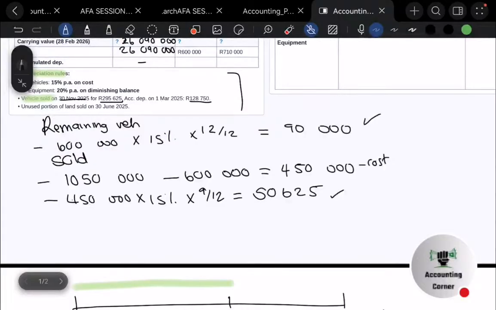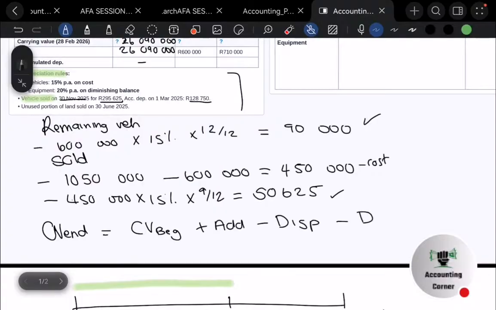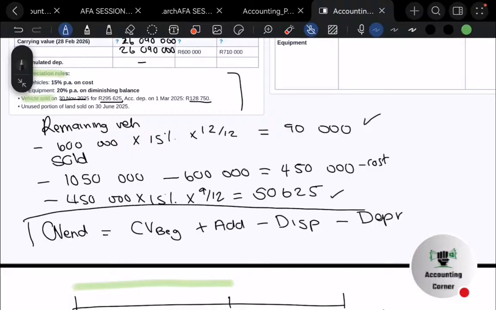So when you have movements and such, your carrying value at the end is equal to your carrying value at the beginning plus your additions minus your disposals at carrying value minus your depreciation. So that's what you need. That's the formula, basically, for carrying value at the end when using the note if you have all this other information.